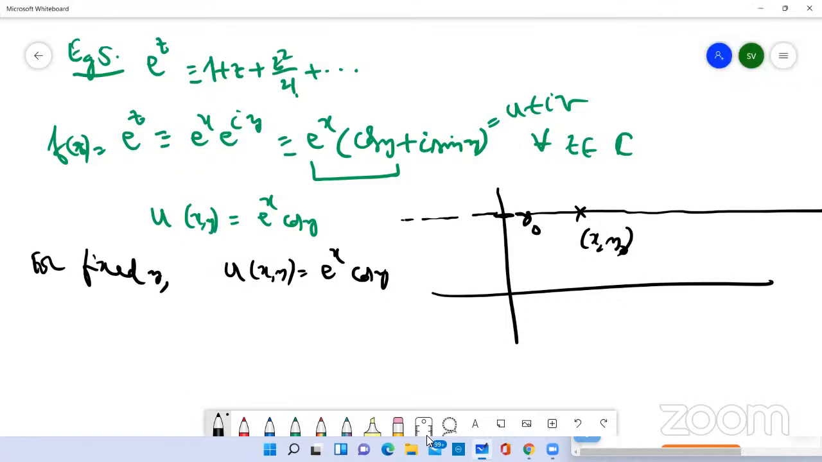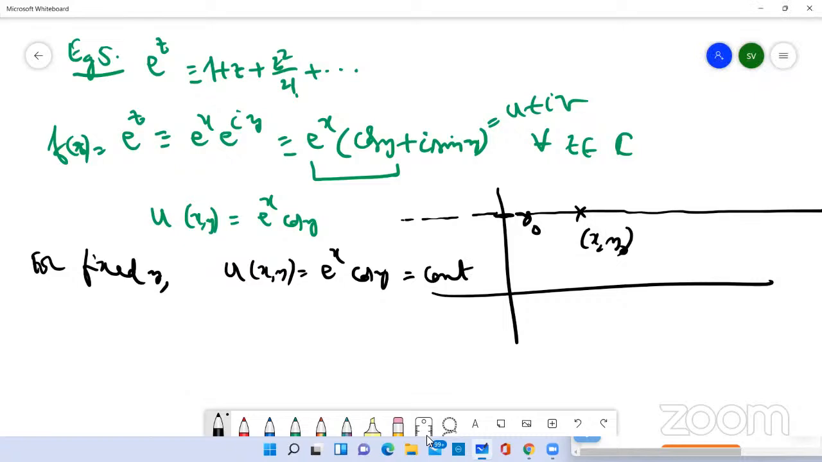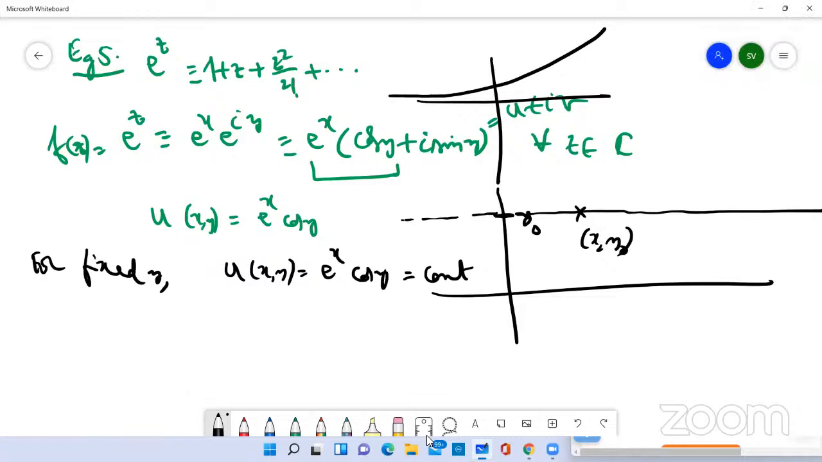So when your x moves on this, cos y naught is a constant, and e power x is continuous. So this is a continuous function. A constant times a continuous function is continuous. Exponential function is continuous. I was drawing the graph of the exponential function. It is something like this. There are no cuts in the graph of the exponential function.